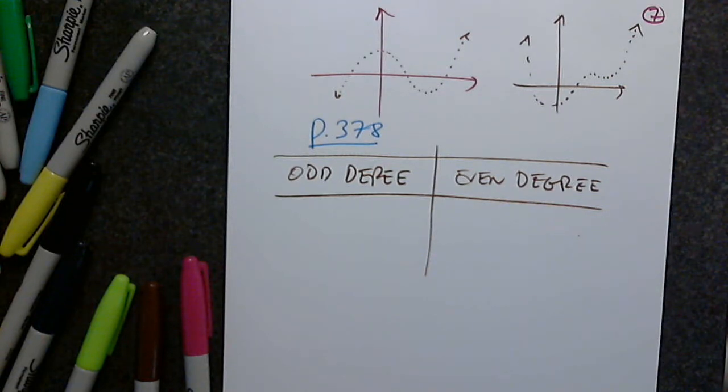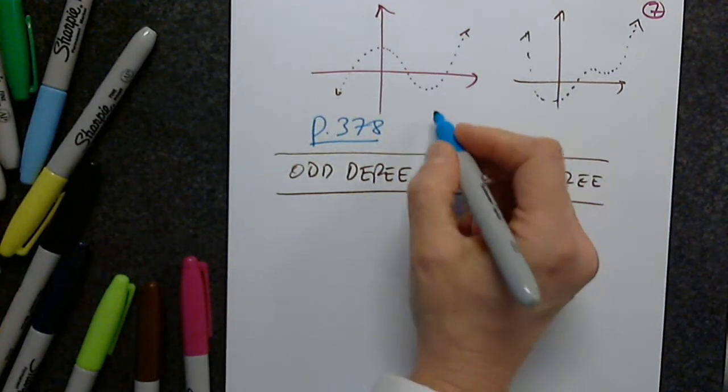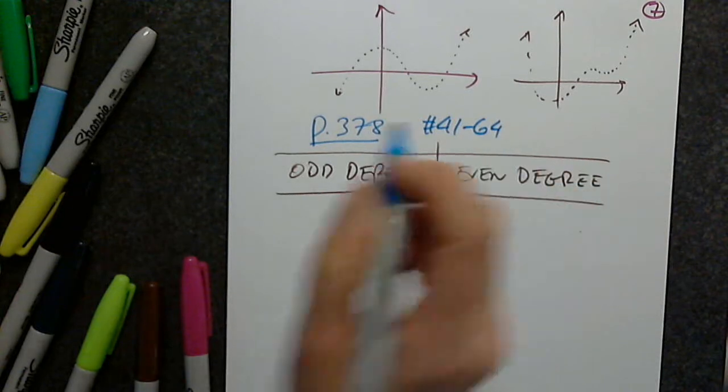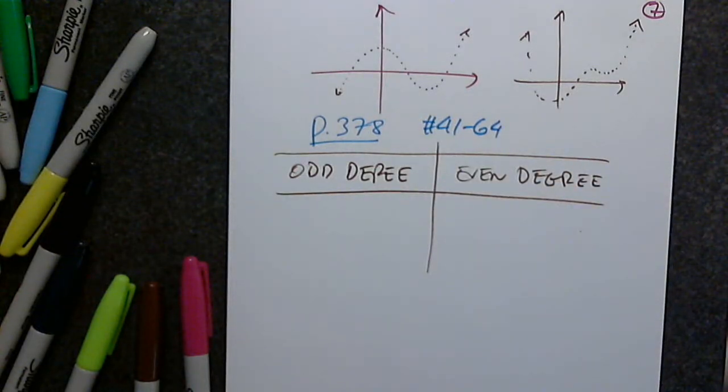Okay, so on page 378, if you'd like to choose, if not, I will choose between 41 and 64. Let's start by looking at an odd degree. 49. It is an even degree, degree 4. You want to start with an even degree? That's fine too. 49 is fine.